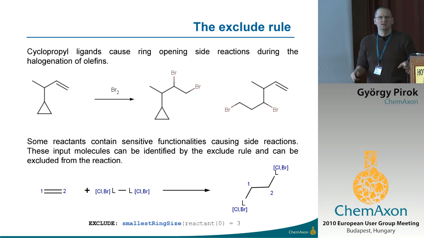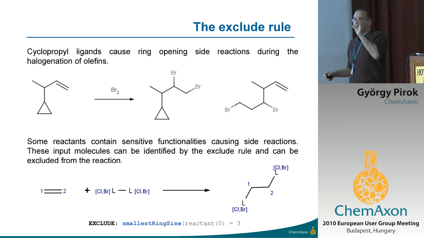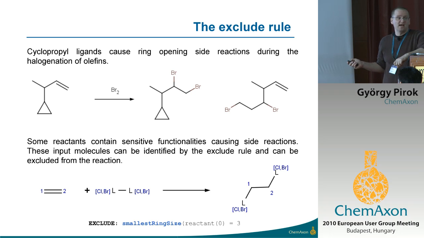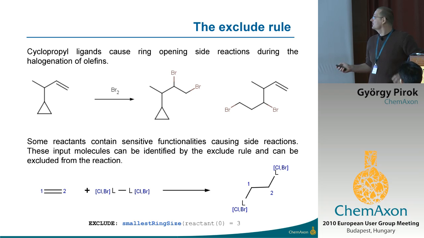So it shouldn't be an acyl halide, or NH or OH and so on. But sometimes you can have a non-structural expression here. For example, the halogenation of olefins has a side reaction if you have a very small ring. Small rings are opened by the halogens if you do not have UV light, which is usually the case in this halogenation. So we just say that in the case of a molecule where the smallest ring size of reactant 0 is equal to 3, then just do not choose this bromination reaction, because you will get a side byproduct.